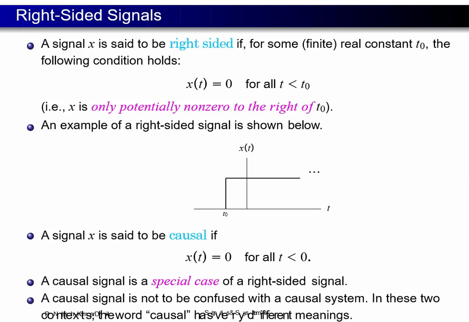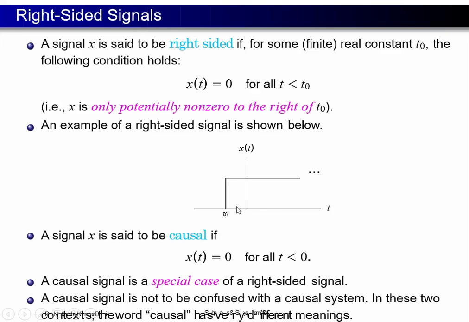Now we are discussing some other properties, like the right-sided signal. A signal x is said to be right-sided if, for some real constant t0, the following condition holds: x(t) equal to 0 for all t less than t0. Taking an example, at the point t0, on the left-hand side the signal is 0, and on the right-hand side the signal has some values. That is known as a right-sided signal.